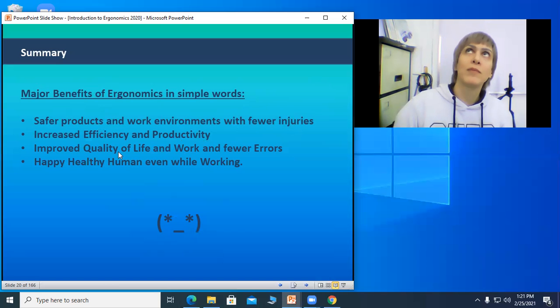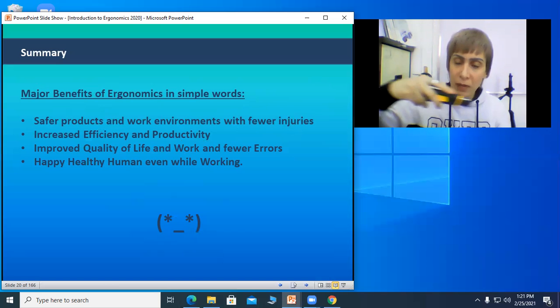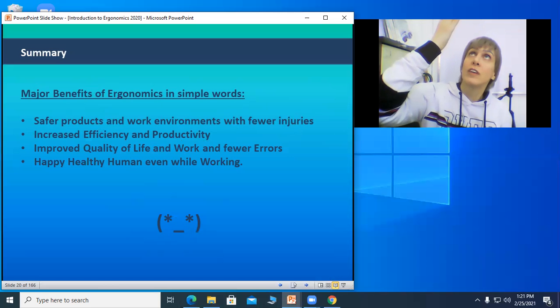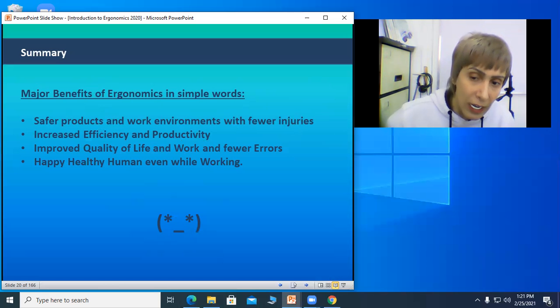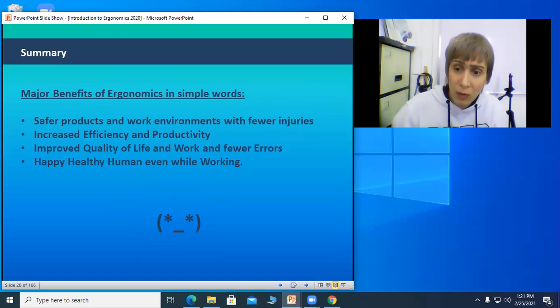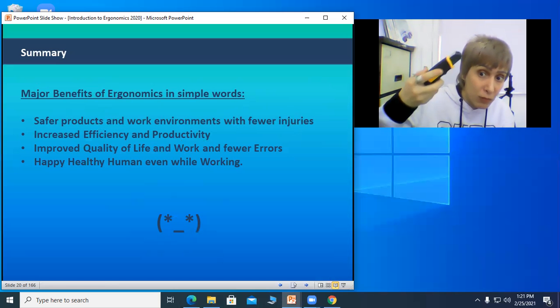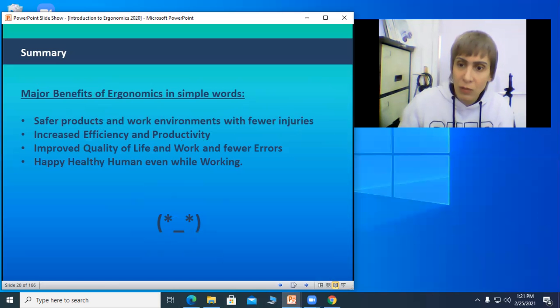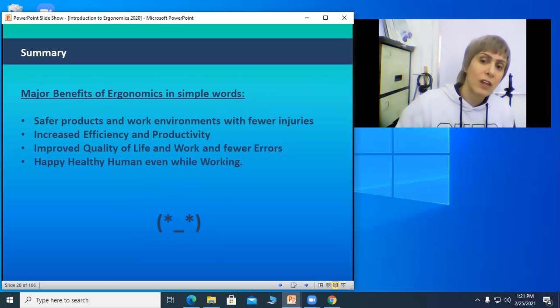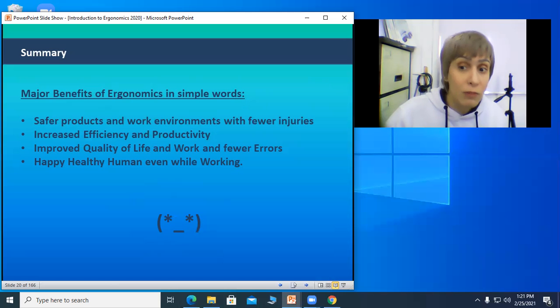For example, if I'm in this environment trying to cut something and the light is not good, I cannot see. Well, what will it do? It will make it unsafe for me to use this. I cannot see what I'm doing, okay? The lighting is part of the environment.